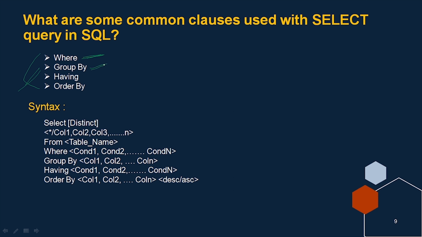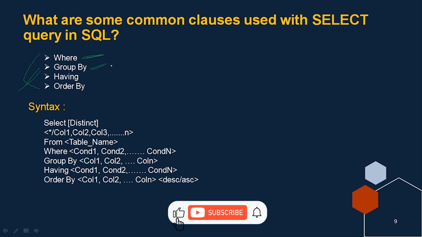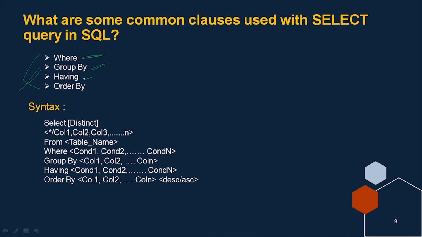Next, group by. In some cases we fetch the data based on a group by. You can check our chapter 1 video, where it is explained with an example. Having is similar to the where clause, but this condition we implement against the group by. Next, order by. We use this clause to fetch the data in ascending or descending order from the table.